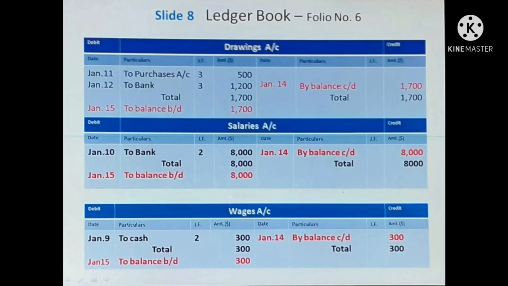Salaries account and wages account are nominal accounts. In salaries account, on the debit side one posting, to bank 8,000, only that posting, so that is the balance. January 14 by balance carried down 8,000. It is brought down on January 15 on the debit side to balance brought down 8,000. Salaries account has a debit balance. Similar in wages. Only one posting on the debit side, to cash 300. That itself is the balance. January 14 by balance carried down 300, and brought down to the debit side on January 15 to balance brought down 300.